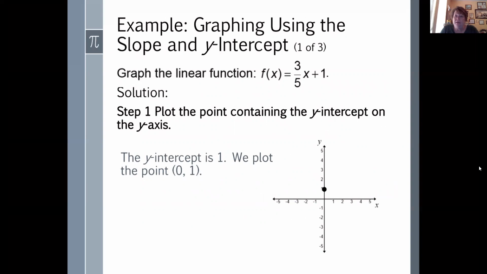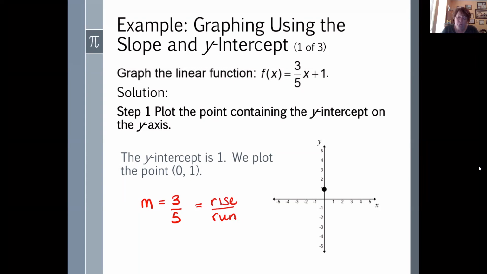Now we're going to use the slope, which is the 3/5, to determine a second point. So what does the slope tell us? The slope tells us the rise over run. So it tells us how much we're going to go up from that point and how much we're going to go in the x direction from that point. Now, if it's negative, we'd go down and to the right. If it's positive, we're going to go up and to the right.